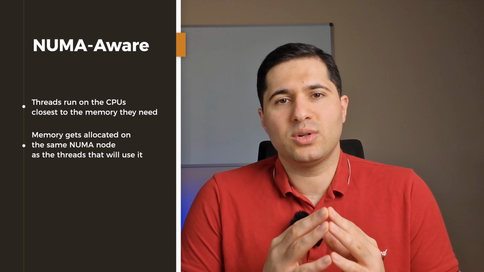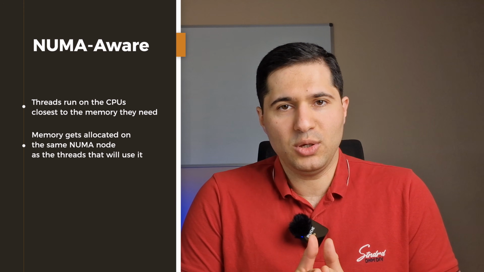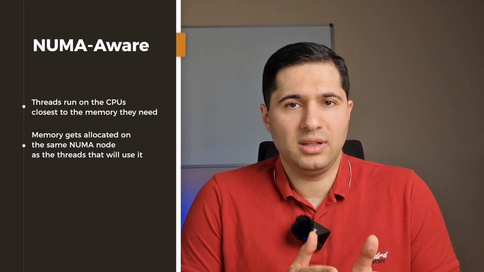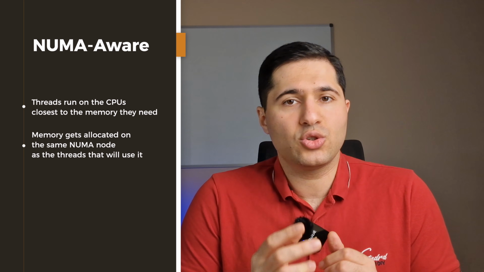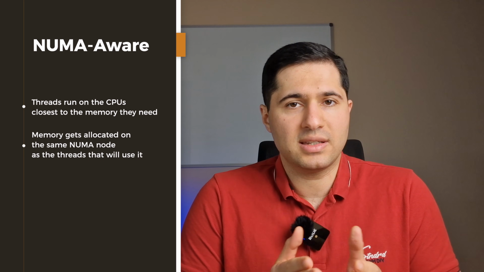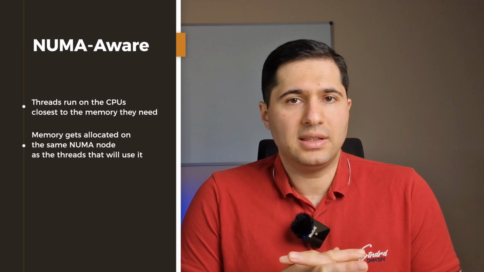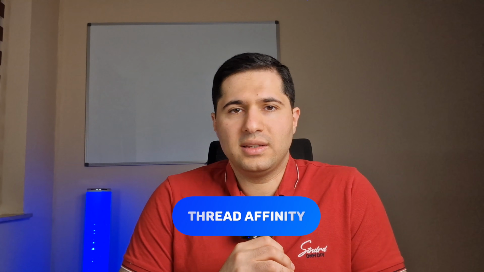One, you need to make sure that your threads are running on the CPUs closest to the memory that they need. Two, you make sure that the memory is allocated to the same NUMA node as the thread that will use it. Let's look at both. The first one, we call it thread affinity.